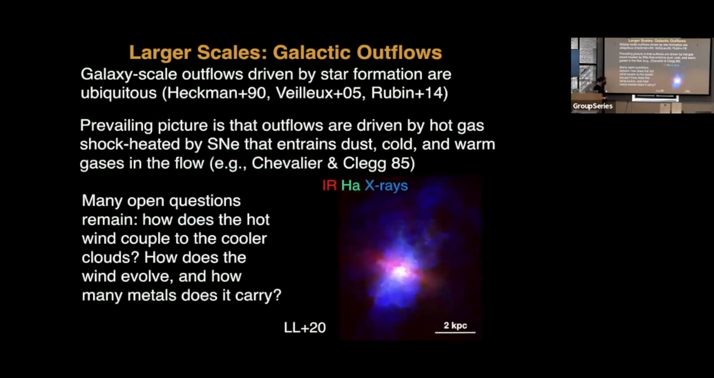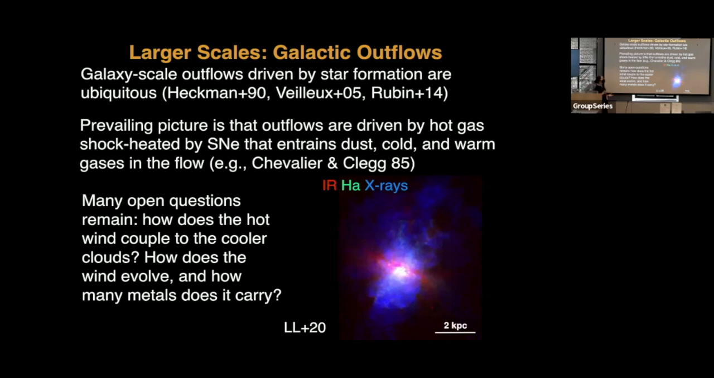Okay, so I wanted to switch gears a bit and talk about larger scale feedback. So that is galactic winds and outflows. So galaxy scale outflows are also driven by massive stars, and star formation driven winds are ubiquitously observed both locally and farther out. The prevailing picture is the outflows are driven by hot gas shock heated by supernovae that then entrain dust, cold, and warm gases in the flow. However, obviously cosmic rays can also be important in driving winds, radiation as well. So there's a few different possibilities here.